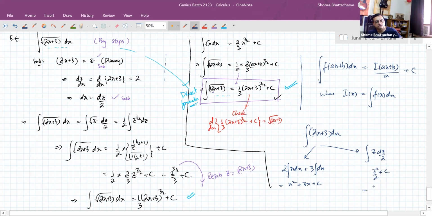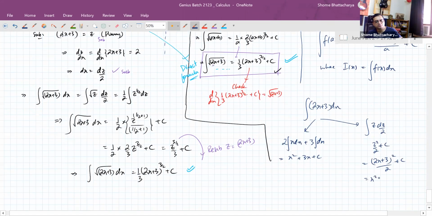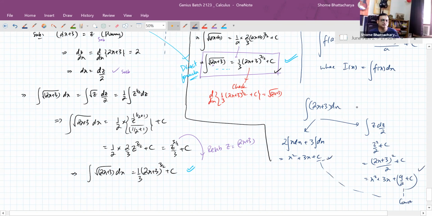So that will be (2x plus 3) square by 2 plus c. You will see that you will get x square plus 3x, plus another term 9 by 2 plus c. But 9 by 2 plus c itself is a constant term, so it's the same as this. Ultimately the two are the same, but here doing this method is unnecessary. Both methods are correct, but this is unnecessary.